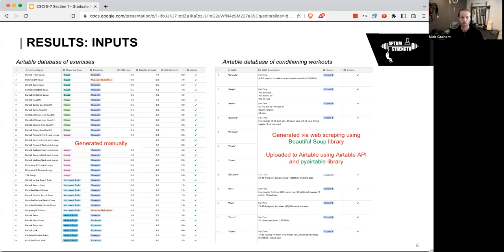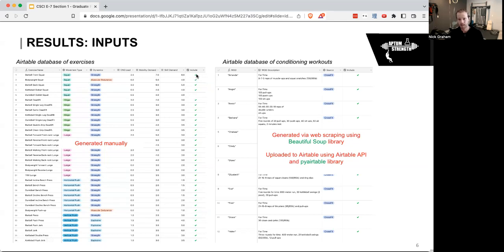All right, so here's some of the results, and I'm going to start off by going over the inputs that I had. So I mentioned I had to basically come up with an ontology of exercises. So I did that in an Airtable database. You can see that here. A number of exercises for squat, for hinge, lunge, and so on and so forth. And I had to build this database entirely manually.